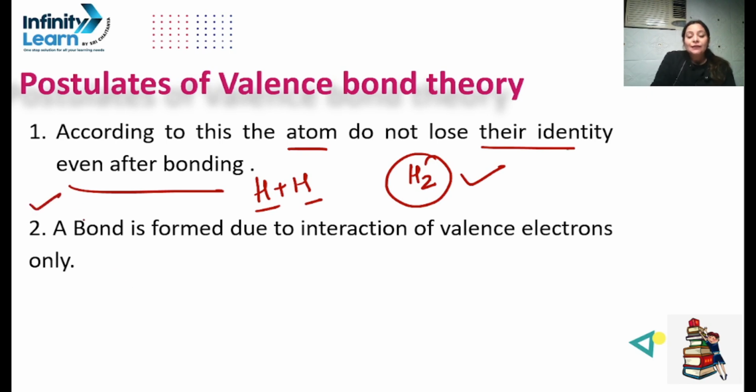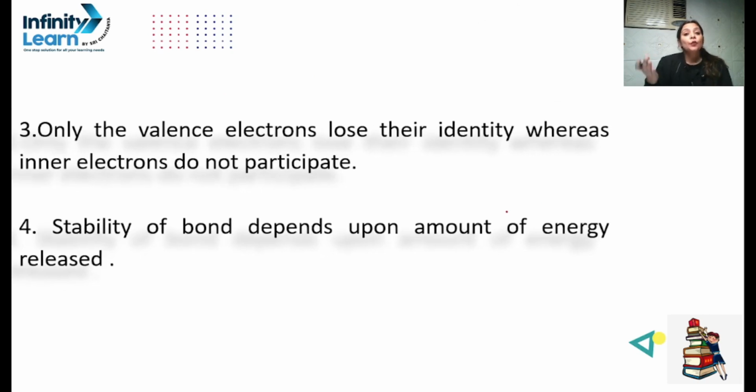The second postulate is whenever a bond is formed, it is always formed due to interaction of valence electrons only. We know that whenever a chemical bond formation occurs, the electrons participate, and only the valence electrons participate. That is, the electrons which are present in the valence shell, and the electrons which are present in the inner shells do not participate. So inner electrons remain unaffected. Only the valence electrons participate.